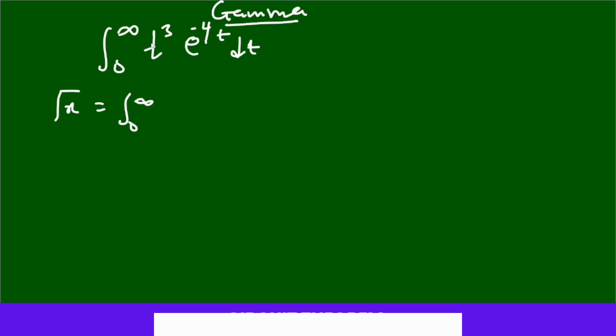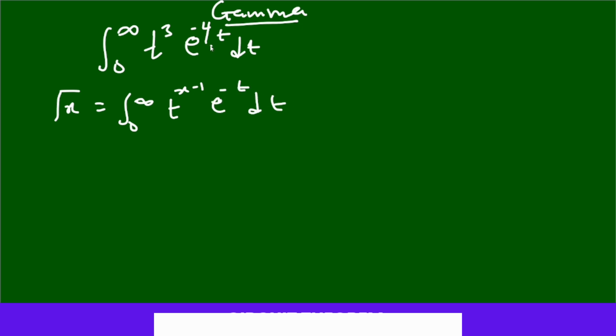Okay, so let's explore our second question on the benefit of a gamma function. We have to evaluate the integral from 0 to infinity of t cubed e to the power of minus 4t dt. Realize that the gamma function of x is given by the integral from 0 to infinity of t to the power of x minus 1 e to the power of minus t dt.